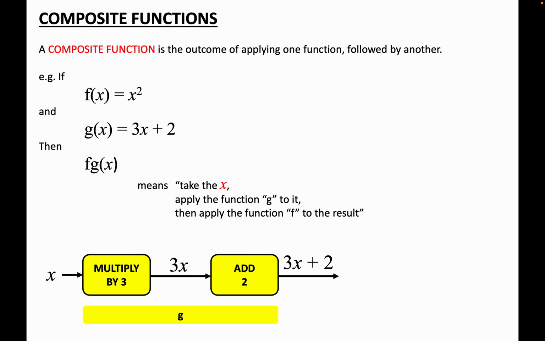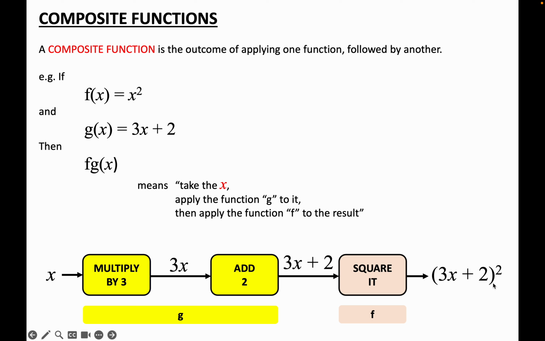Now, to apply the function f to the result means we're going to square what we've got. So function f says square it, and if you take what you had before, 3x plus 2, and you square it, you get 3x plus 2 squared. So fg of x is 3x plus 2 all squared.